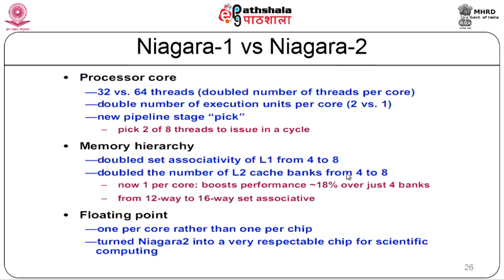And in the memory hierarchy, it doubled the set associativity of L1 from 4 to 8. It doubled the number of L2 cache banks from 4 to 8. Now it is 1 per core, which boosts performance 18% over just 4 banks, and L2 goes from 12-way to 16-way set associative. And if you look at the floating point unit, as I already mentioned, initially there was only 1 for all the cores, all of them sharing 1 unit, whereas in Niagara 2 you have 1 per core rather than 1 per chip, and it turned Niagara 2 into a very respectable chip even for scientific computing applications.